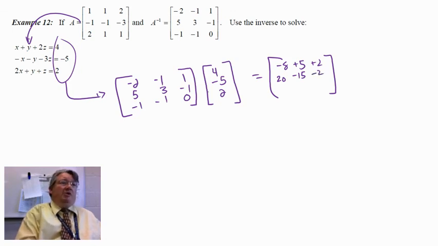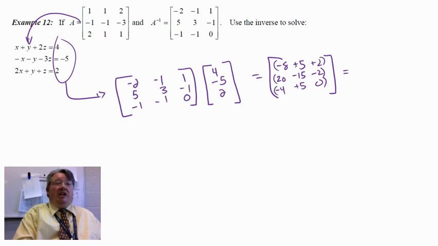Okay? Bottom row times that column. Negative 1 times 4 is negative 4. Negative 1 times negative 5 is positive 5. 0 times 2 is 0. And if I combine these, remember, this is just a sum of numbers. This isn't a matrix anymore. Negative 8 plus 5 is negative 3, plus 2 is negative 1. Next line, 20 minus 15 is 5. 5 minus 2 is 3. Next line, negative 4 plus 5 is 1. 1 plus 0 is 1.